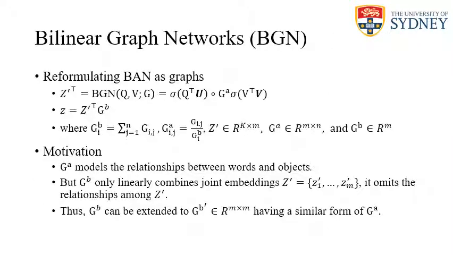We first reformulate the BAN as graphs in two parts. In the first part, the big Z prime computes the graph GA to represent the relationship between Q and V. In the second part, the small z linearly combines the joint bindings of Z prime by using GB, but it omits the relationship among Z prime. Therefore, we extend the GB into two dimensions to compute the relationship between words, which has a similar form to GA.